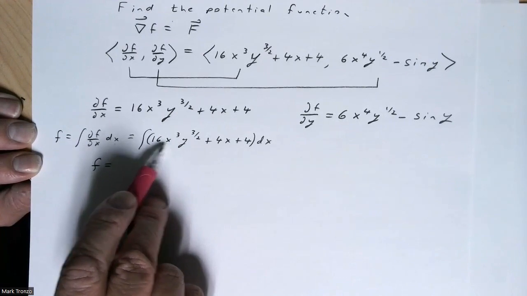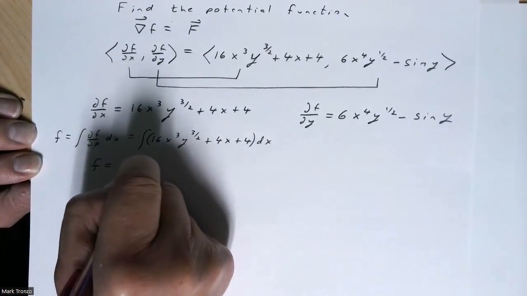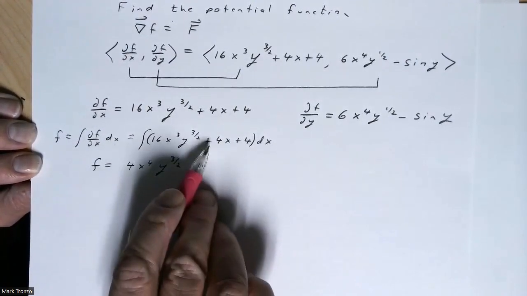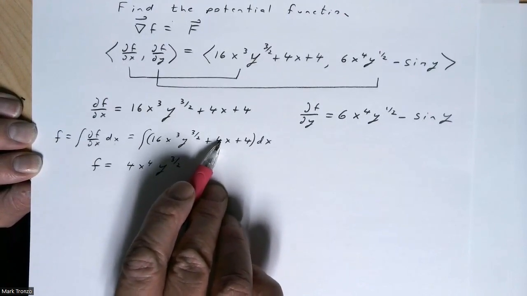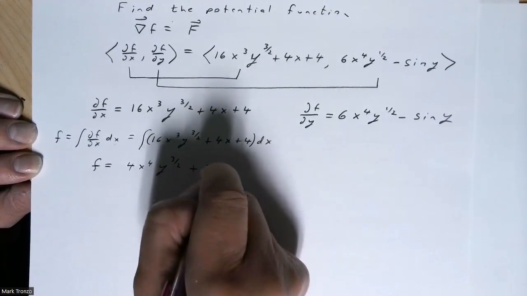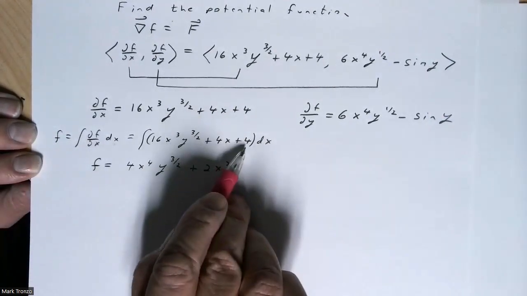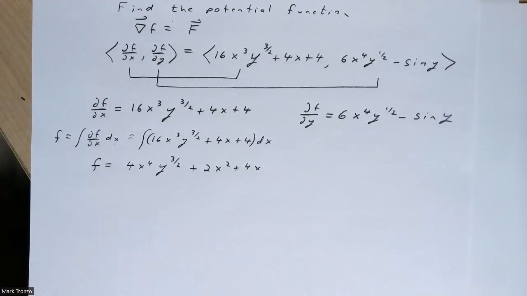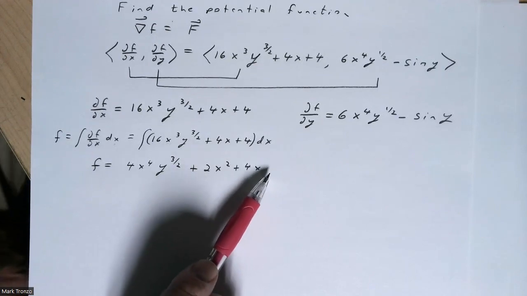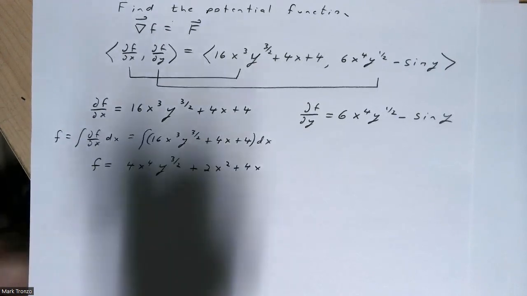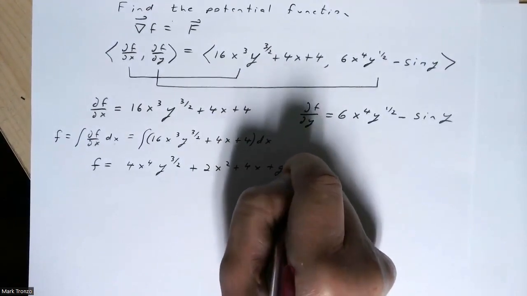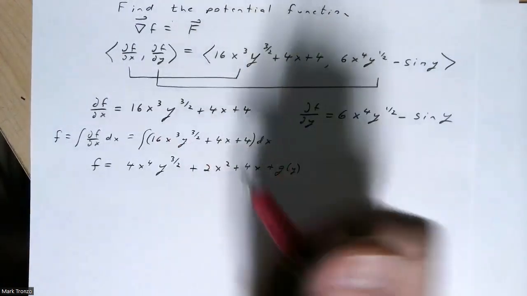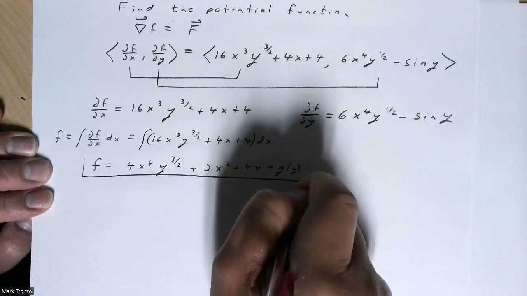It'll give us x to the 4th divided by 4. So it'll make this 4x to the 4th y to the 3/2. Integrate this with respect to x, that'll be x squared divided by 2. And that'll make it 2x squared. This will be 4x. And just like before, remember when we're integrating with respect to x, we could get a constant here or possibly a function of y. So we'll just put a general function g of y. Remember, this notation means this could have y's in it and or constants. And so this is going to be what we're going to be building on.